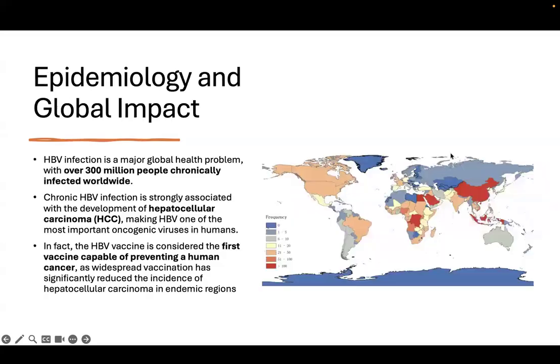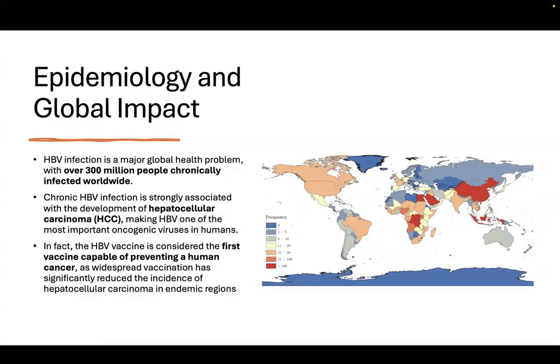If you look at your world map and ask how endemic it is, just look at Asia, specifically China. You have quite a high frequency of hepatitis B virus. And as I said, around 300 million people are chronically infected. So hepatitis B can stay there for long periods of time.